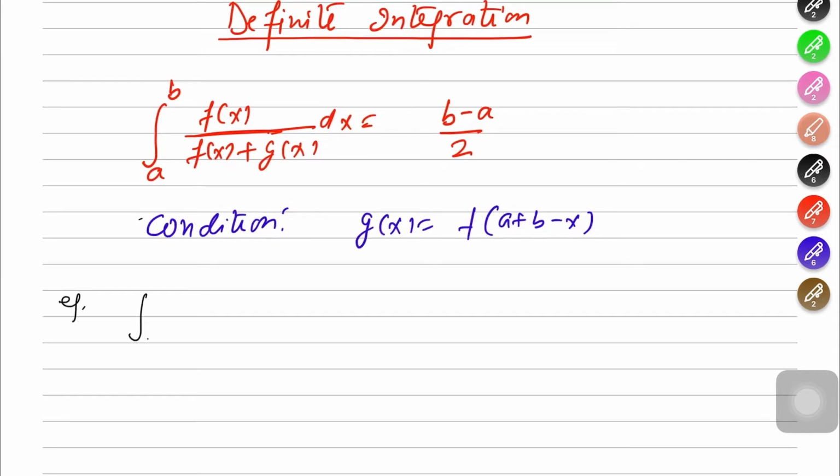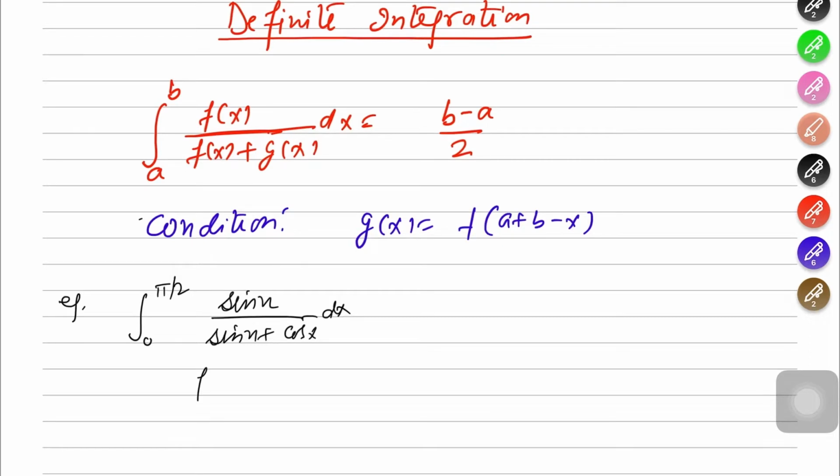So let's say the integral from 0 to pi by 2 of sin x upon sin x plus cos x dx. Here we clearly observe that the sin x function is the same. Let's check the other function, cos x.